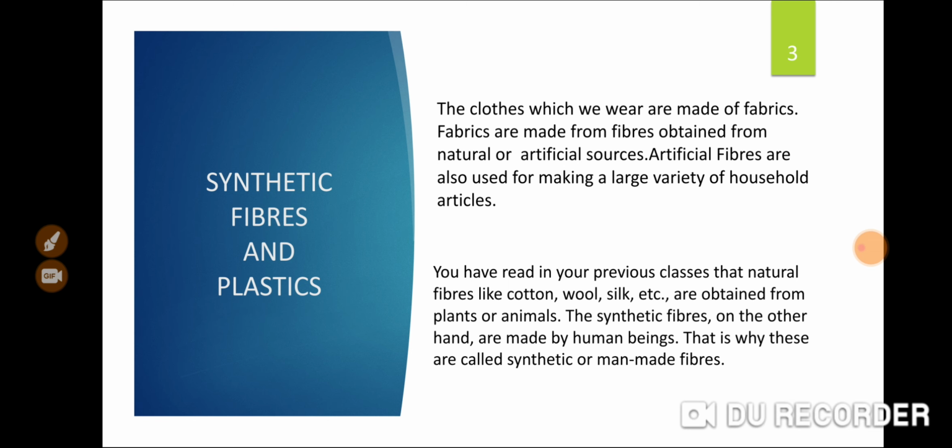Students, we have already learned in the previous class that fibers are of two types: natural fibers like cotton, wool, silk, obtained from plants or animals, and the second, the synthetic fibers, on the other hand, are made by human beings. That is why these are called synthetic or man-made fibers.